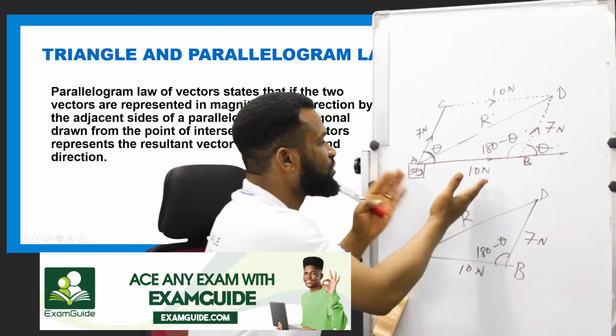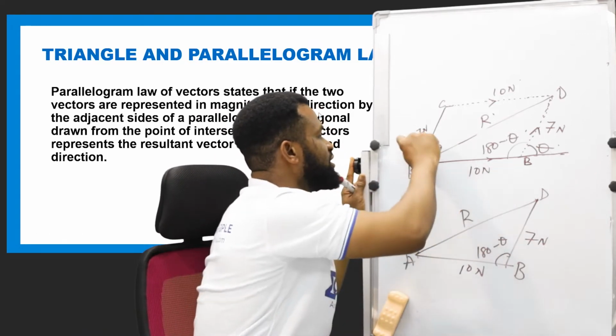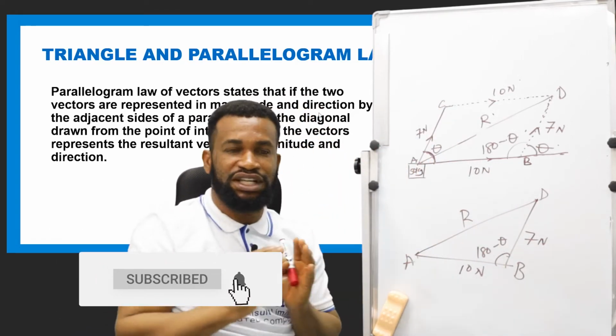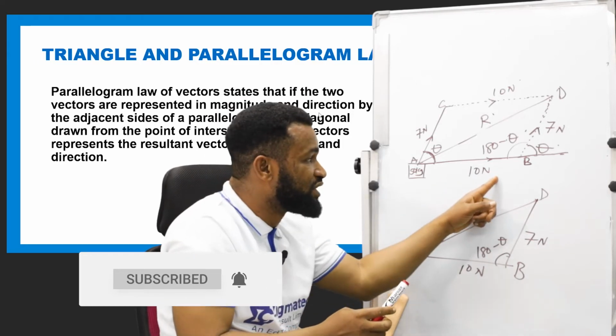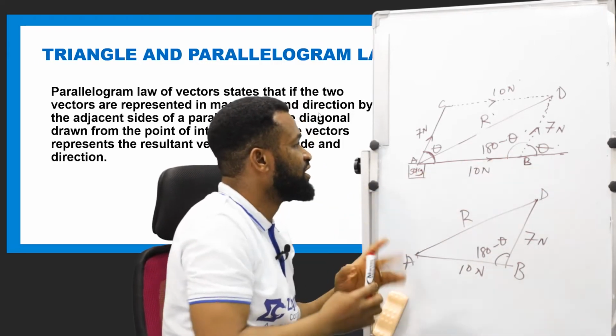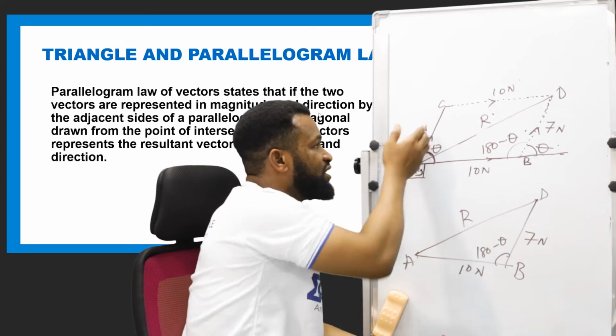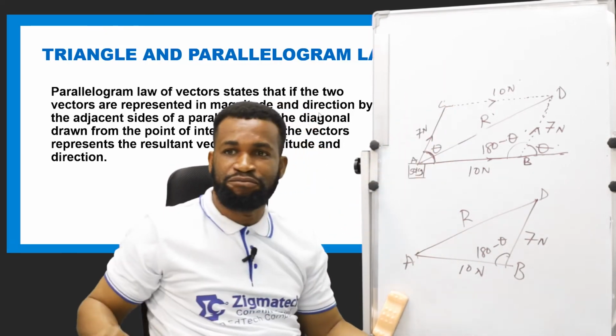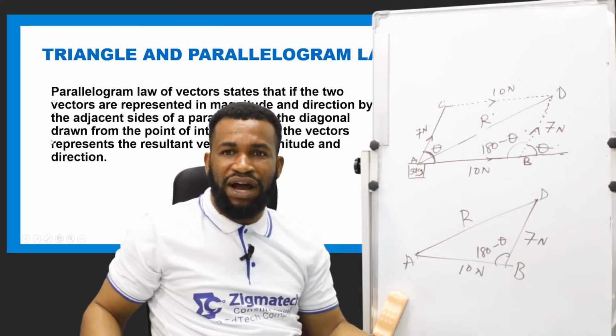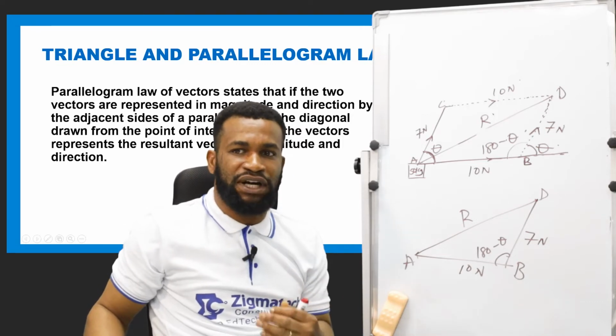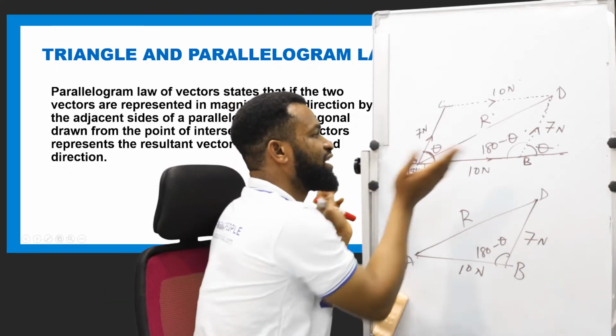Two vectors: the first one is 10 Newton, the second one is 7 Newton. They are represented in magnitude, which is 10, with the direction east. This is magnitude 7 Newton, direction northeast. By magnitude and direction, by the adjacent sides of a parallelogram, this side and this side, they are adjacent.